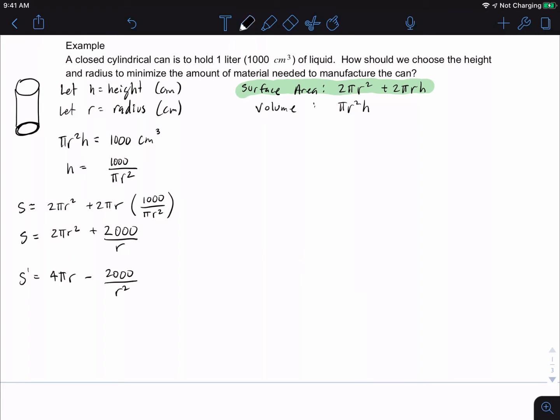All right, now from here I'm going to get common denominators. In making the common denominator, I'm going to get 4 pi r cubed minus 2,000 over r squared. Are there any questions on that piece?